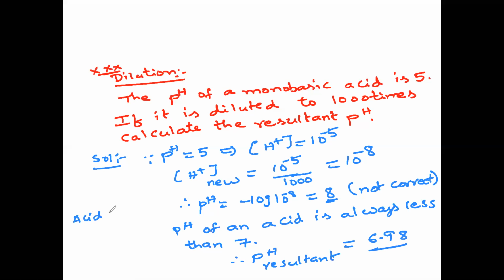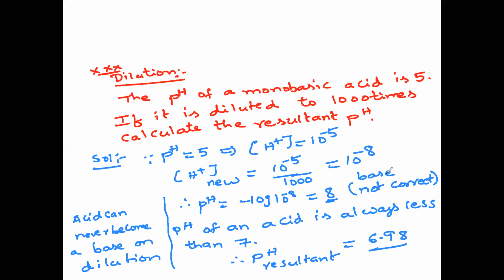Acid can never become a base on dilution, because if you take it as 8, the resultant becomes a base, which is not correct. So the pH of an acid can never be 8. Since the pH of an acid is always less than 7, the resultant pH equals 6.98. Acid can never become a base on dilution.